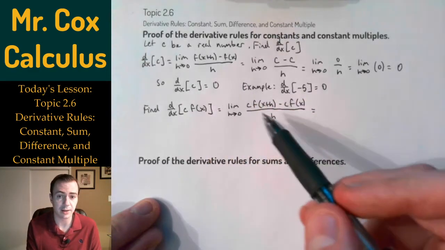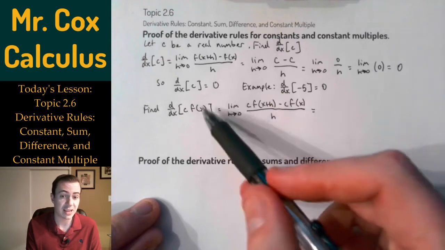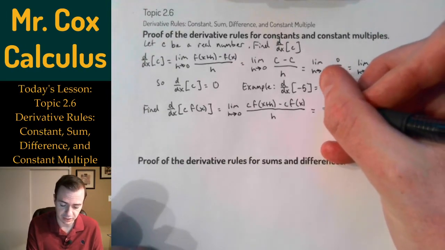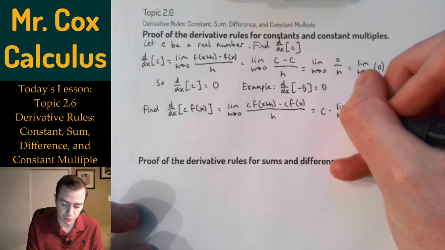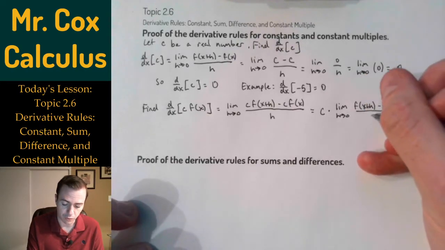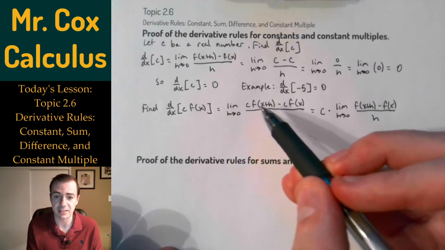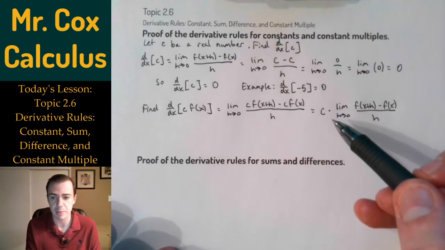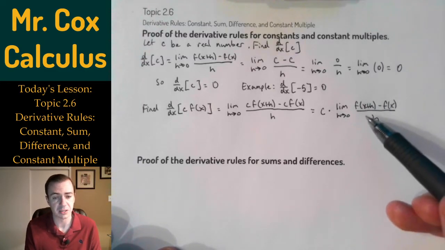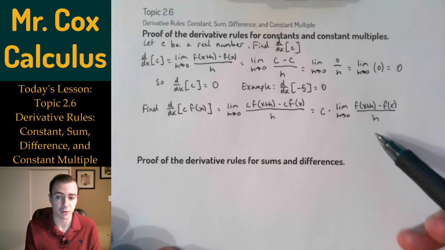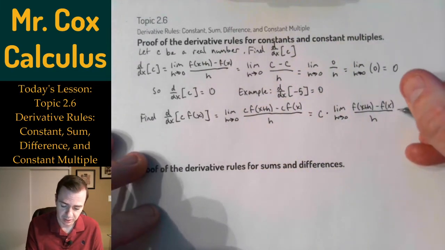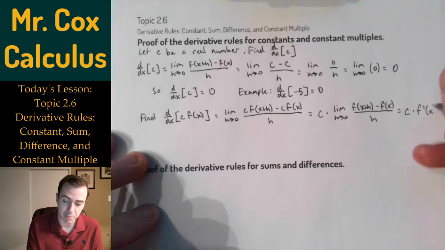And because c is some constant value, we know with limits that it can be removed outside of the limit statement. So I can rewrite this as c times the limit as h approaches 0 of f of x plus h minus f of x all over h. Again, I factor this c out, and because it's a constant, it goes outside the limit statement. Take a look at this: the limit as h approaches 0 of f of x plus h minus f of x over h. That's f prime of x. So this equals c times f prime of x.